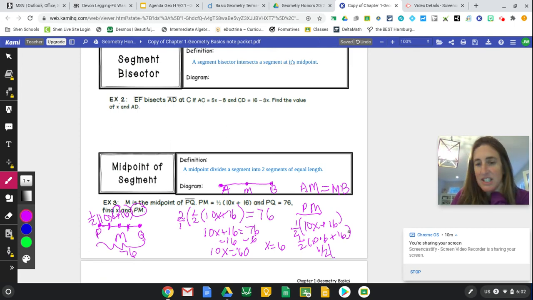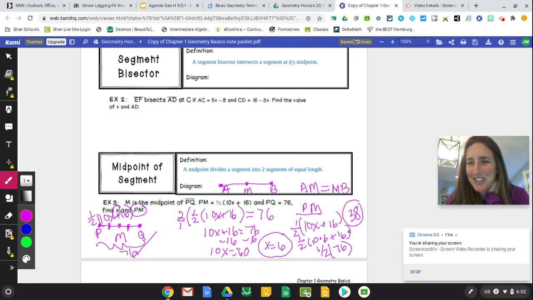is 76. So my answer here is going to be 38. So my x is 6, and from P to M is 38. That also means from M to Q is 38 also. And if I knew the whole was 76, well, half of it has to be 38. So by checking that answer there of x is 6, I know I've done the problem correctly. I love a good check, don't you?